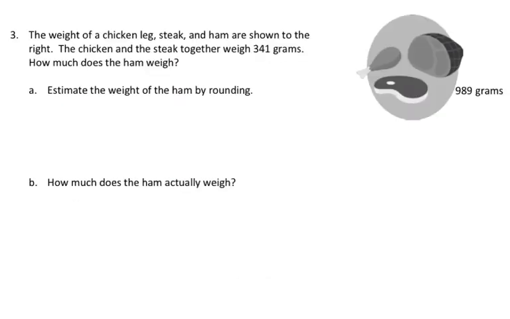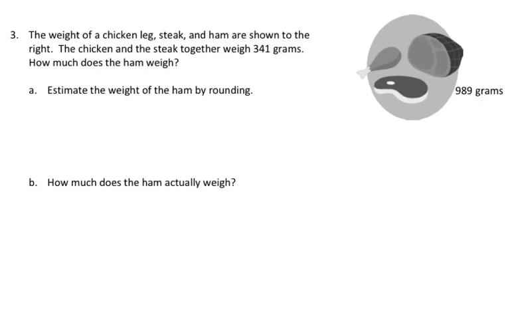unit. So we're going to look at question number 3, and it reads, the weight of a chicken leg, steak, and ham are shown to the right. The chicken and the steak together weigh 341 grams. How much does the ham weigh? So let's go ahead and figure out how much the ham weighs.